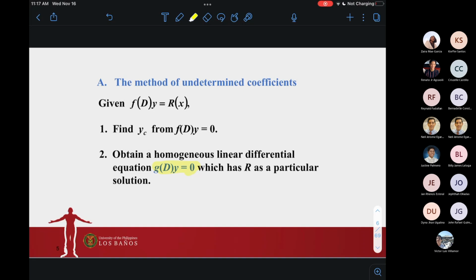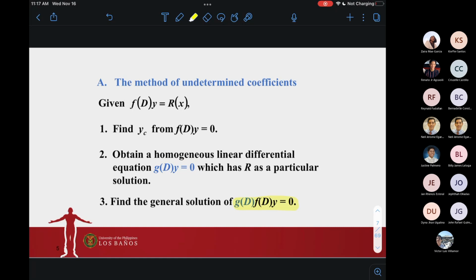So essentially, gagawin natin yung ginawa natin kanina, dun sa mga examples kanina. Alam ko yung solution. Ang solution ay R of X. Gusto ko ngayon kumuha ng isang homogeneous GLDE na solution yung R of X. So si G of D, ito yung mga nakukuha natin na solution kanina dun sa mga exercises natin. Tapos, pag nahanap mo na si G, gagawin mo naman, hanapin mo yung general solution nito. General solution ng G of D applied to F of D applied to Y.